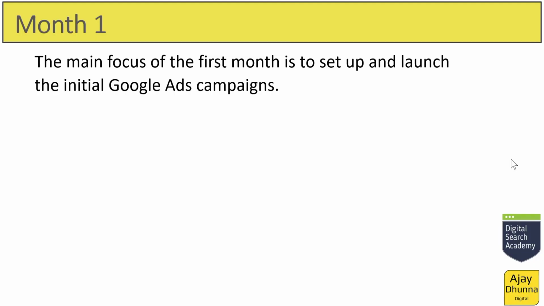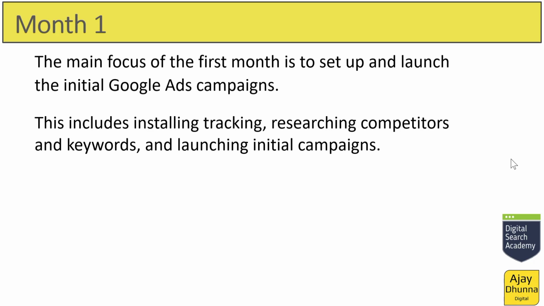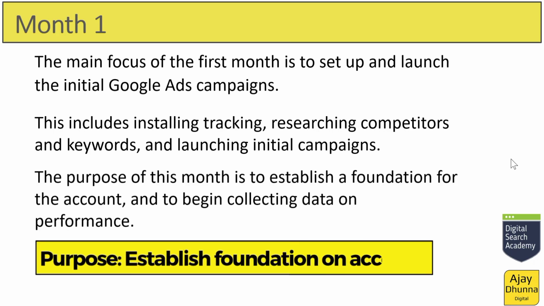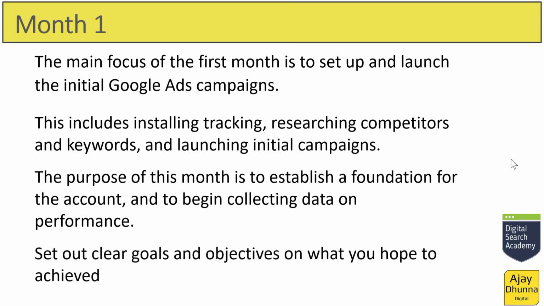So a quick introduction first for month 1, and then I'll get into the specifics. The main focus of the first month is to set up and launch your Google Ads campaign. Now, this includes installing the tracking code, researching competitors and keywords, and then launching the initial campaign. The purpose of this month is to establish a foundation for the account and to be able to start collecting data on the performance. You also need to make sure that before you start setting up the account, you've got a very clear understanding of what your goals and objectives are and what you hope to achieve.